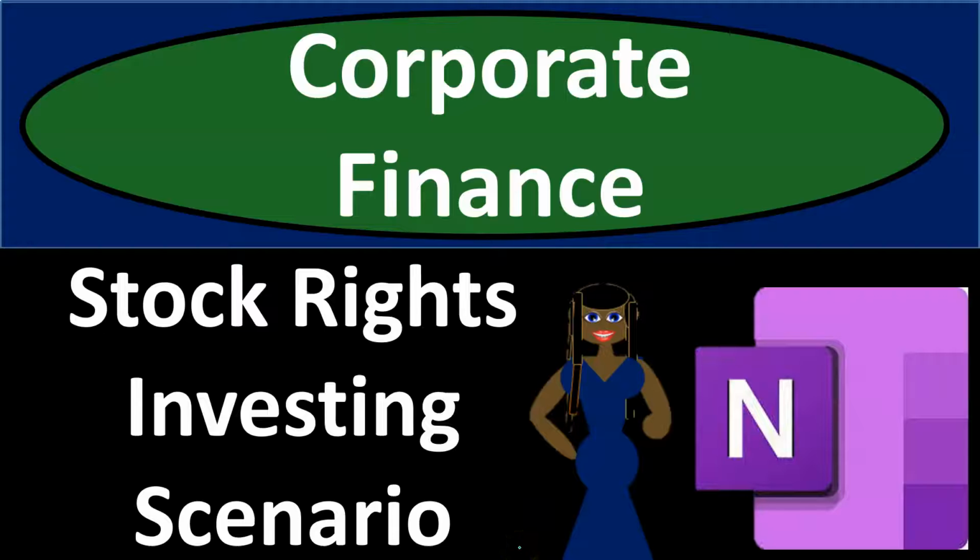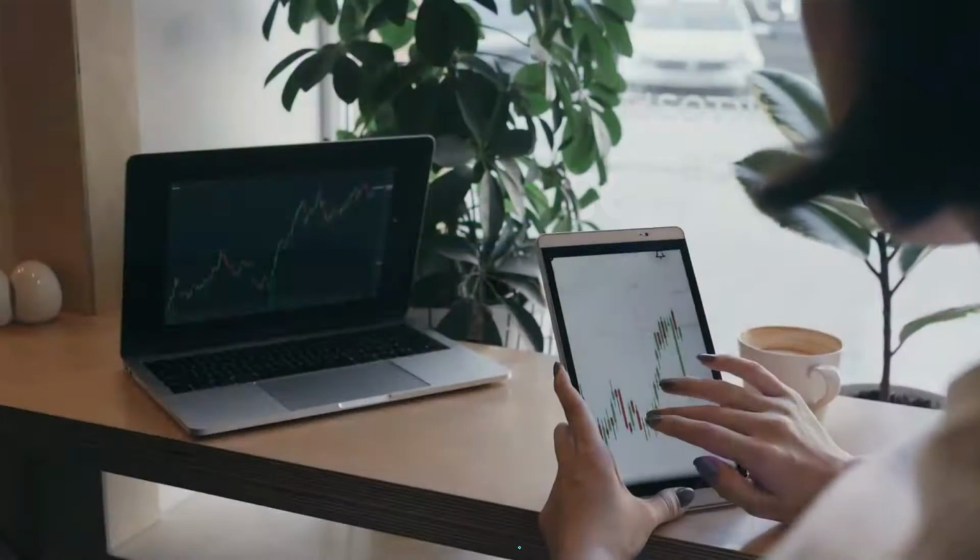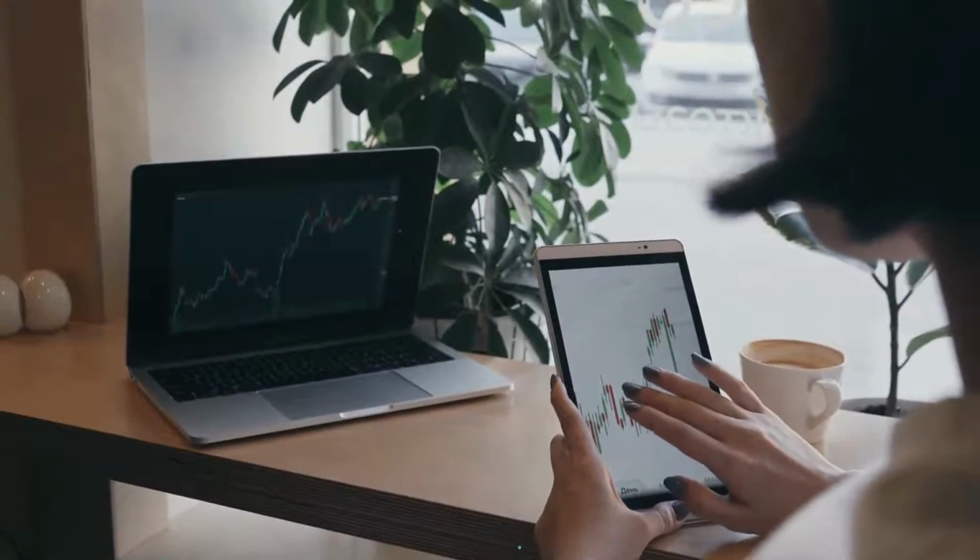Corporate finance practice problem using OneNote. Stock rights investing scenario. Get ready. It's time to take your chance with corporate finance.